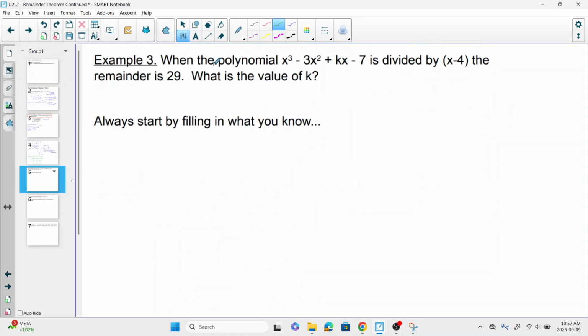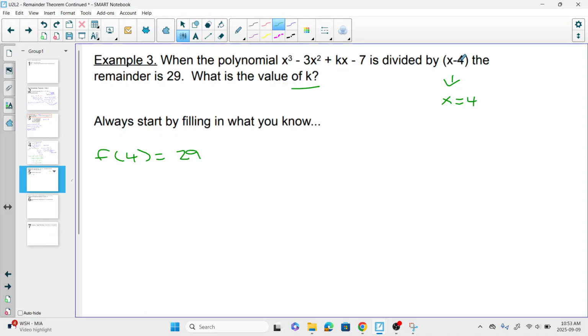So for example, 3, when the polynomial x cubed minus 3x squared plus k times x minus 7 is divided by x minus 4, so remember we're going to be dealing with x is positive 4, the remainder is 29. What is the value of k? So what do we know so far? Well, let's again call this f at x. So what we know is that f at 4 is equal to 29. When we divide this polynomial by this factor, we get a remainder of 29.